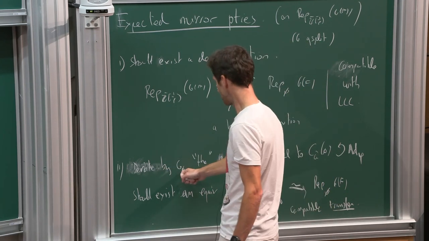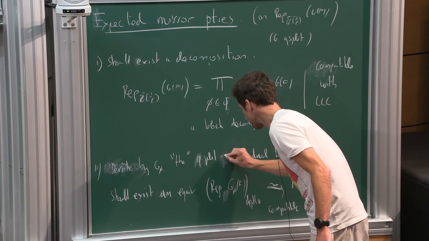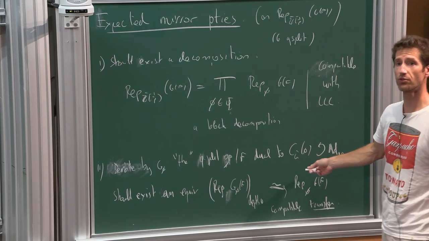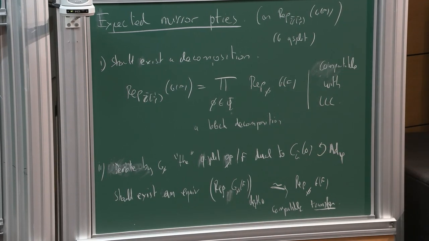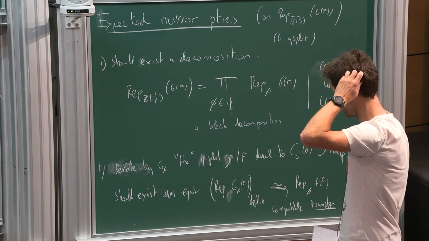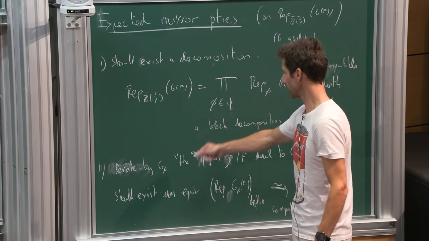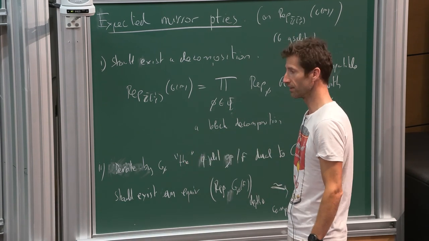So denote by G phi the quasi-split group over F which is dual to the centralizer with the action. Do you have a version for this even when the centralizer is not connected? When the centralizer is not connected, you have some additional data, but to each one you can still associate a group and you still have something.